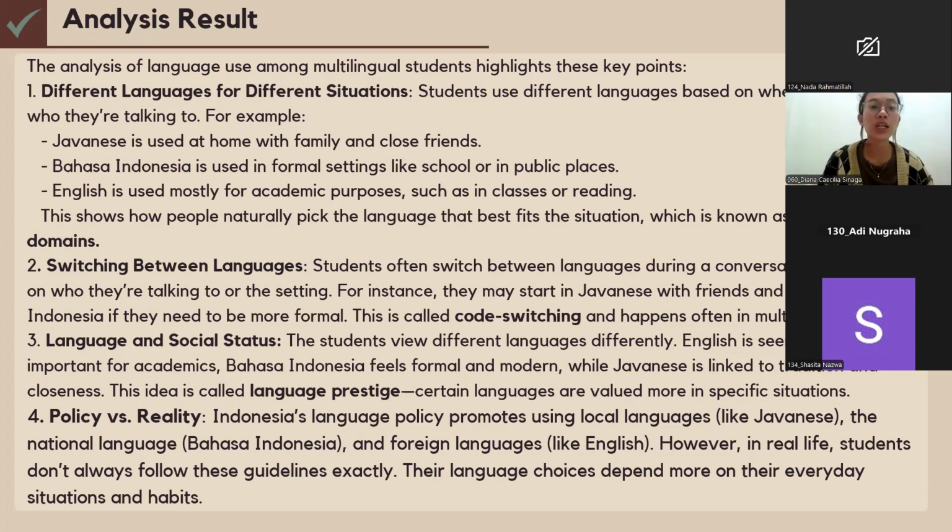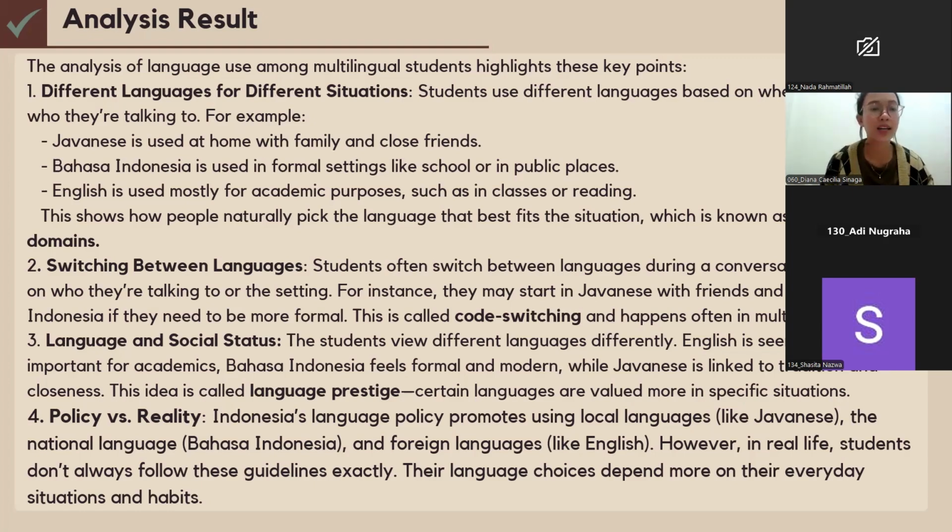And also he used English mostly for academic purposes such as in the classes or reading an article or literature. And this shows how people naturally pick the language that fits the situation, which we can call language domain.